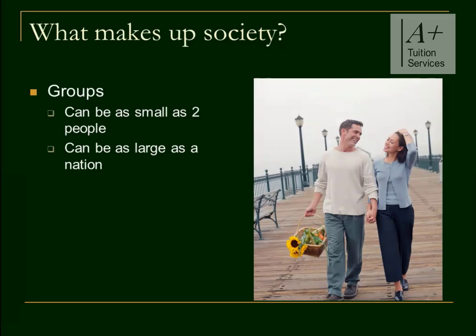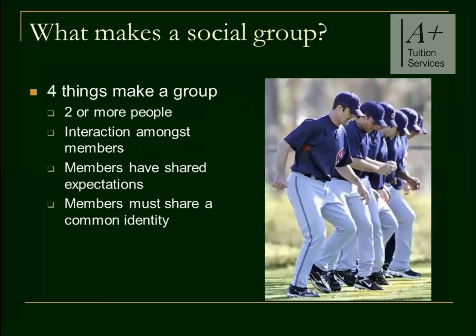So, what makes up society? Groups is what makes up society, and a group can be as small as two people and can be as large as a nation. What makes a social group? Four things make a social group: two or more people, interaction among members, members have shared expectations, and members must share a common identity.